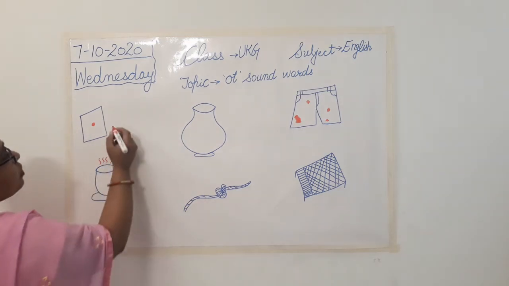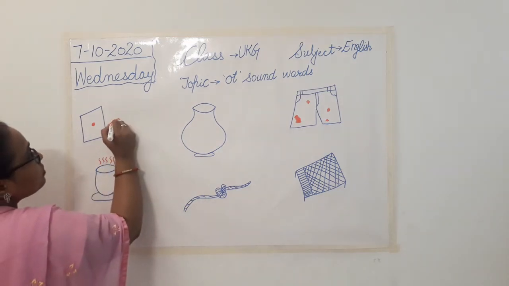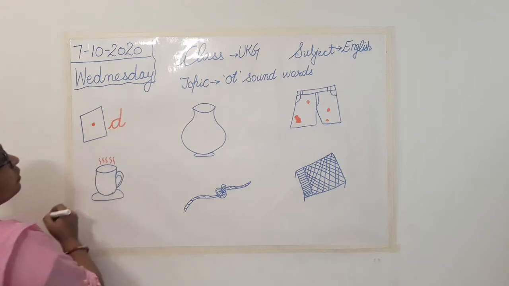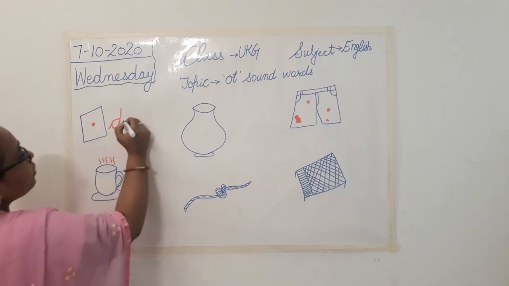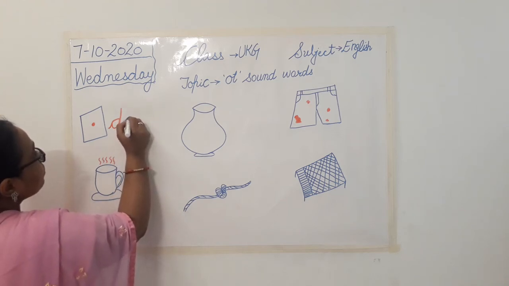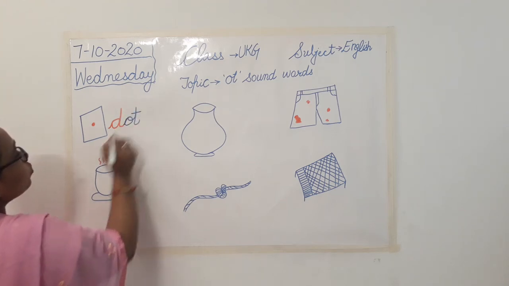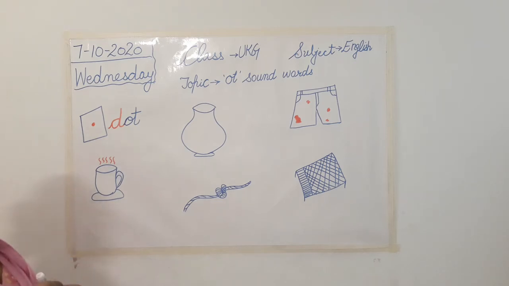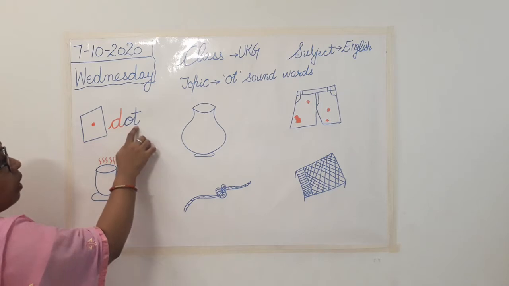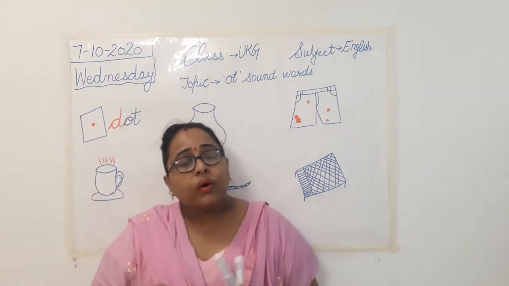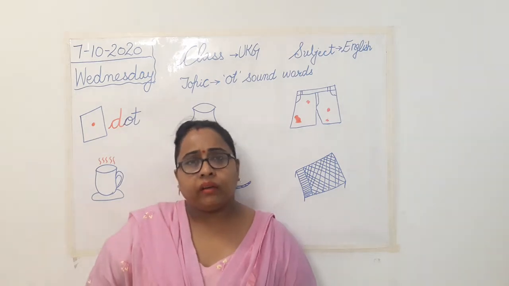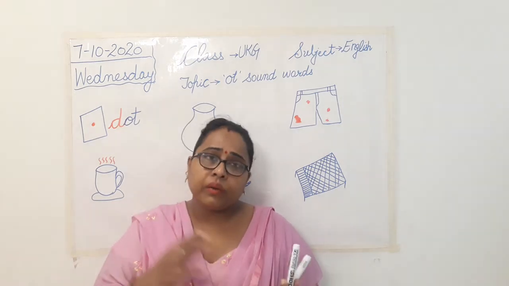So what is the first sound you are getting? D. So we'll write D. D says D. D is blended with ot. And we got the word dot. D. Ot. Dot. See? D. Ot. Dot. Clear?